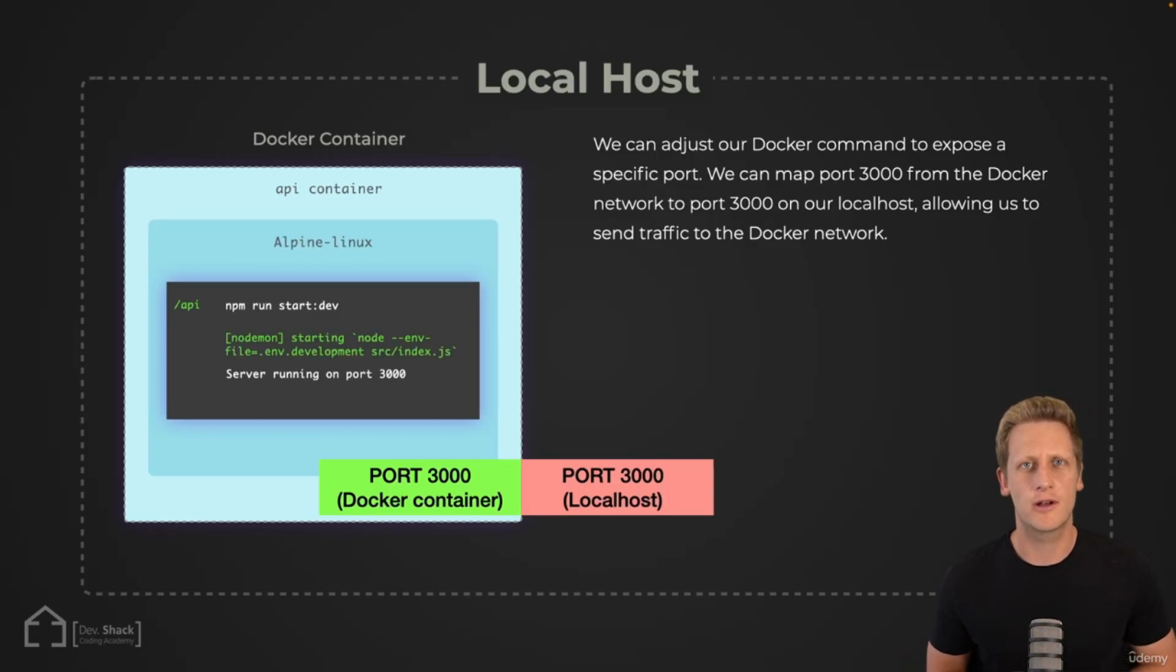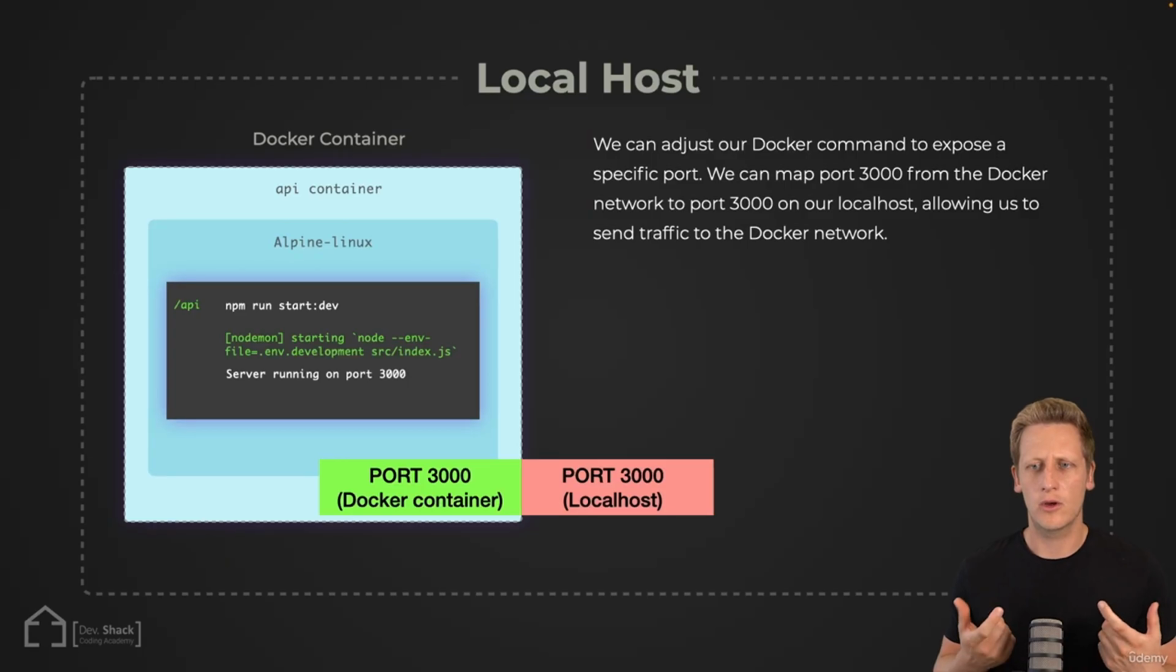Within our Docker configuration and the way that we run our Docker container, we can adjust the Docker command to expose a specific port on the network that is created when the Docker container is spun up. And so what we're going to do is map port 3000 on our localhost to port 3000 within the Docker container.